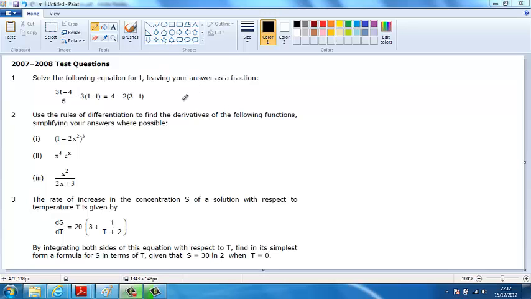Starting point for question 1 is to multiply everything through by 5 to get rid of the fractional term. So the first term multiplied by 5 just leaves the denominator, 3t minus 4. Next term multiplied by 5, minus 3 times 5, minus 15, into 1 minus t. And the right hand side, again multiplying by 5, 4 times 5 is 20. And then the minus 2 times 5 gives us minus 10 into 3 minus t.